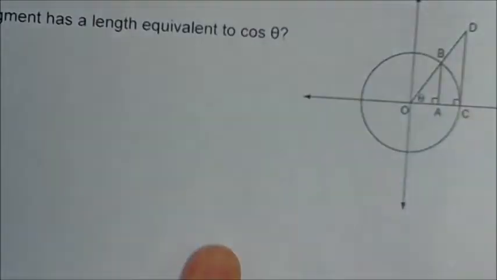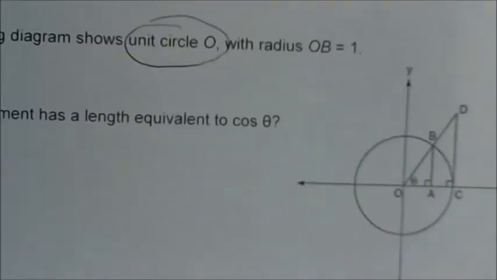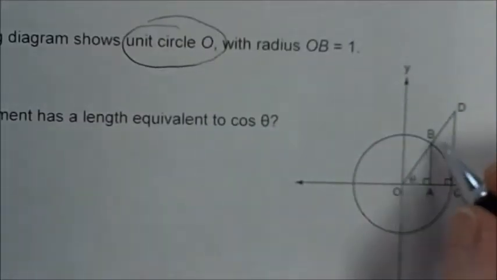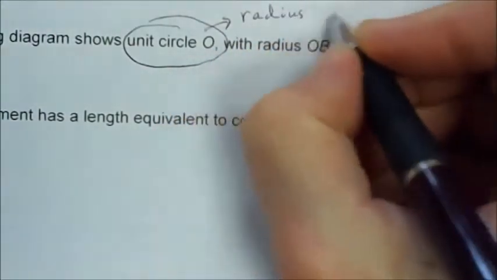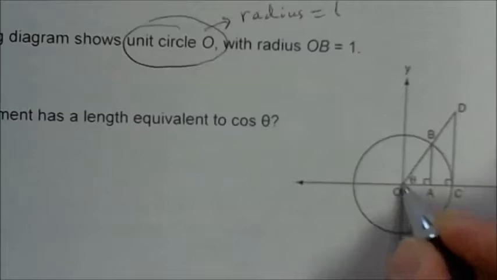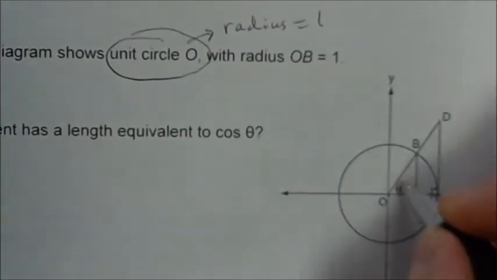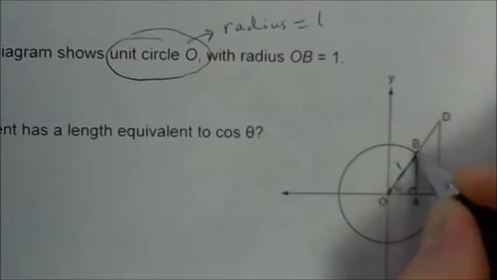And the last one, what we have is a picture with a unit circle. It's important that this is a unit circle because a unit circle has a radius equal to 1. And remember, the center is at 0, 0. So if the radius is equal to 1, the distance between this O and this B is equal to 1, because that's the radius.